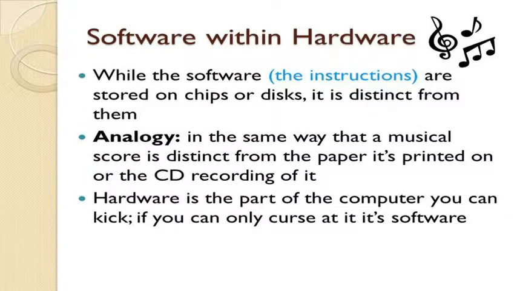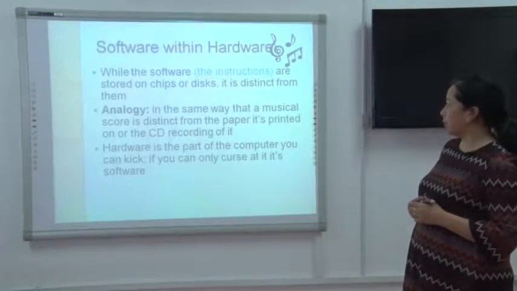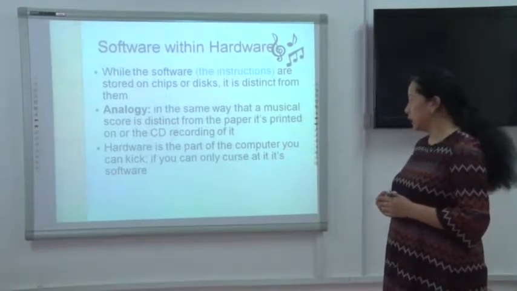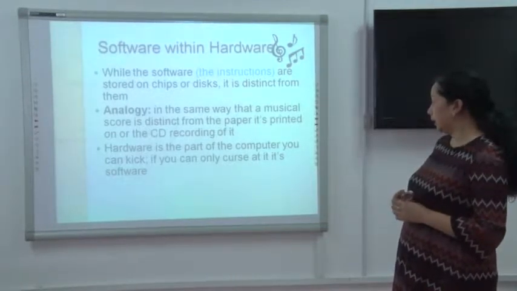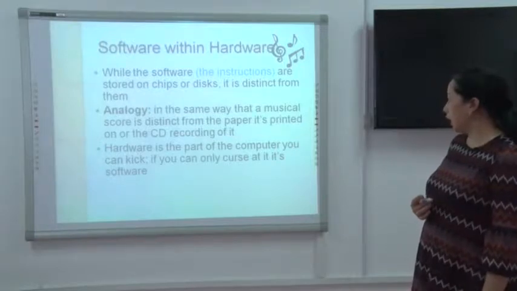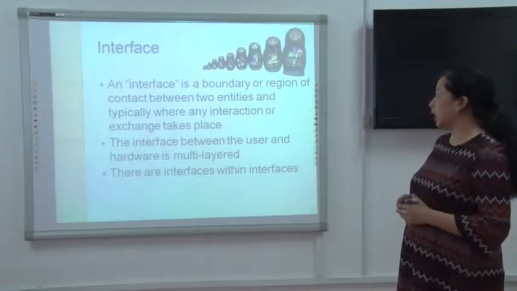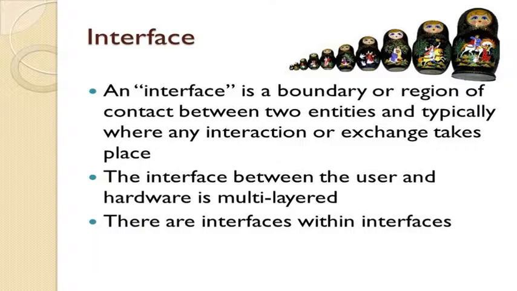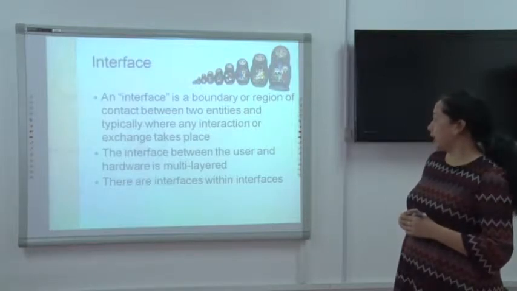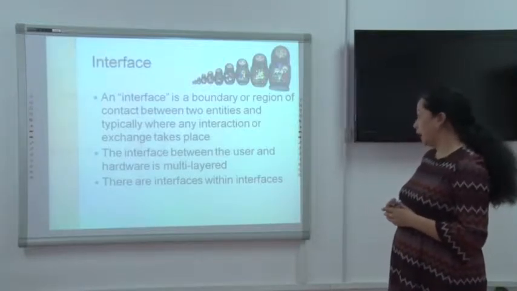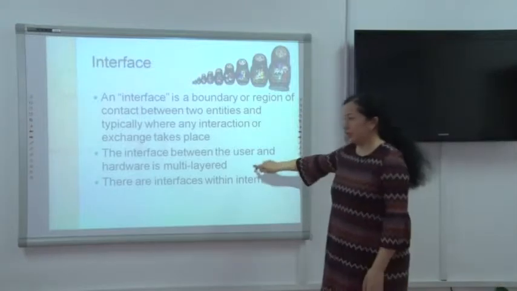Analogy: in the same way that a musical score is distinct from the paper it's printed on or the CD recording of it. Hardware is a part of the computer you can kick. If you can only curse at it, it is software. Interface. An interface is a boundary or region of contact between two entities, typically where any interaction or exchange takes place. The interface between the user and hardware is multi-layered. There are interfaces within interfaces.